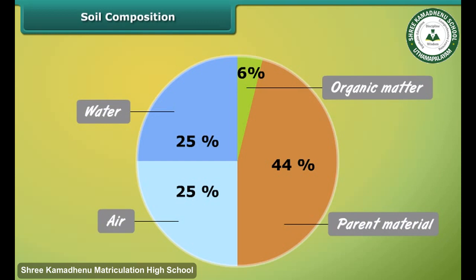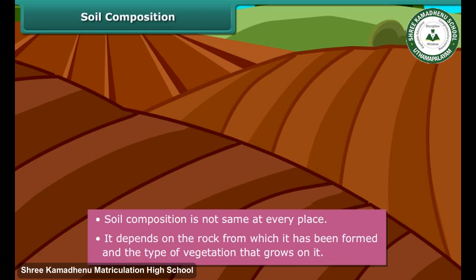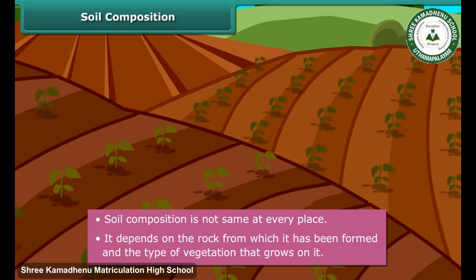Soil composition. Soil is a mixture of water, air, parent material, and organic matter. Over time, these four components combine together to form healthy, fertile soil. Don't think that soil composition is same at every place. It depends on the rock from which it has been formed and the type of vegetation that grows on it.